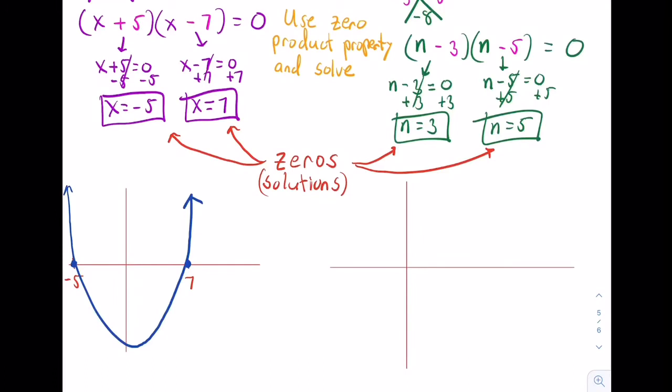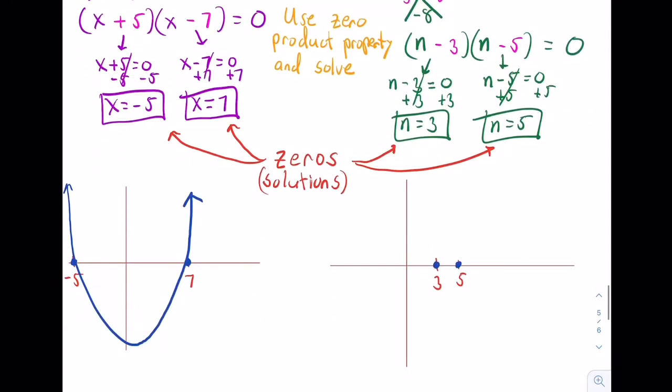Okay, same with the right one. It tells us what the zeros are, 3 and 5. This is 3. This is 5. So our two intercepts are going to be at 3 and 5 on our x-axis, which are our zeros. And our a is positive again, so it's going to be going up, maybe something like that as a graph. So our zeros are also our x-intercepts. If x equals -5, our x-intercept will be (-5, 0). This is going to be (7, 0). Our two intercepts. This one's (3, 0). And this one's (5, 0).